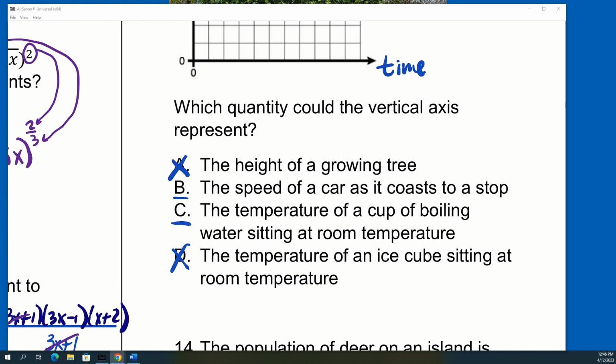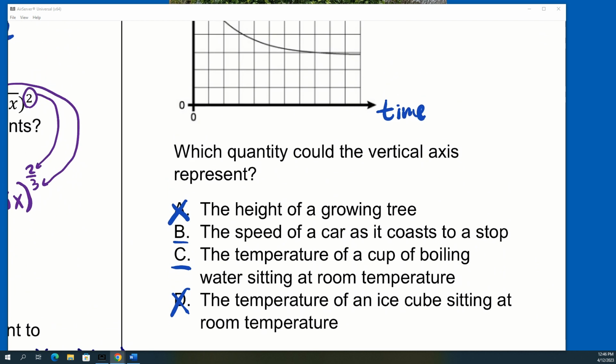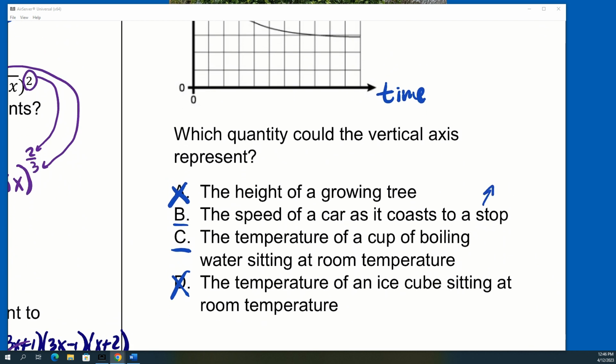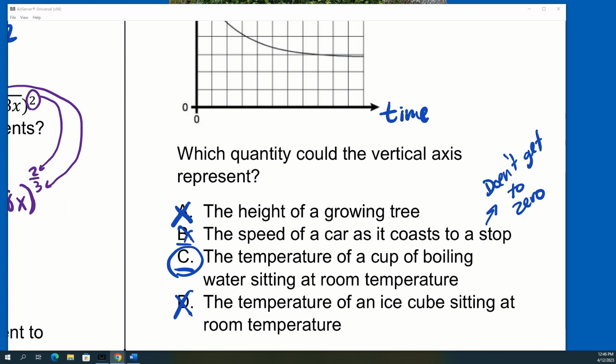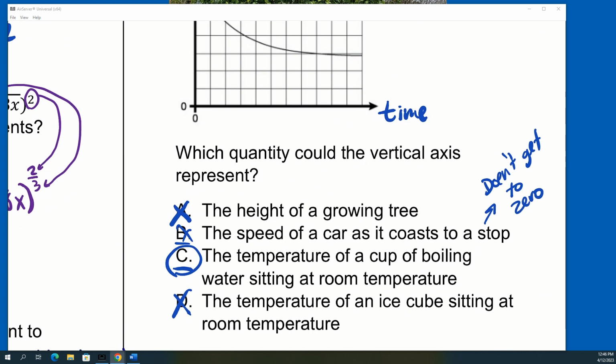Nolan already knows what it is. Exactly. So B, I kind of had to think about this one for a second when I was deciding between B and C. If the car stopped, then the speed would go all the way to 0. And like he said, it doesn't go to 0. It flattens out higher. So we're going to say it doesn't get to 0. So it can't be B. It's the boiling water. And the boiling water would stop at room temperature. And room temperature could be anything. 76 degrees. It's going to be hopefully above 0 degrees in any room I'm in.